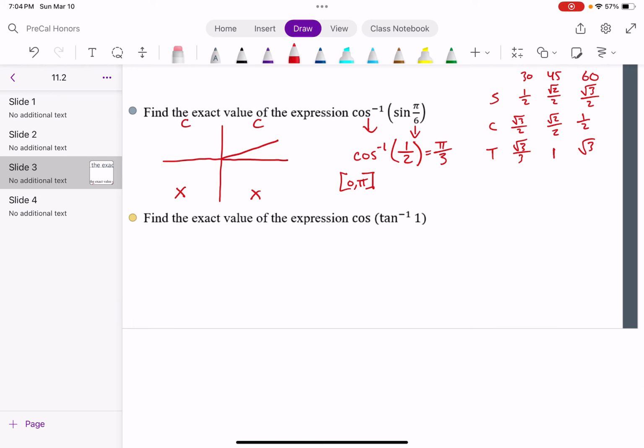Notice here we're looking for the cosine of inverse tangent 1. So the first thing we're going to do is set up our graph. Now, the inverse tangent of 1 would give us a pi over 4.